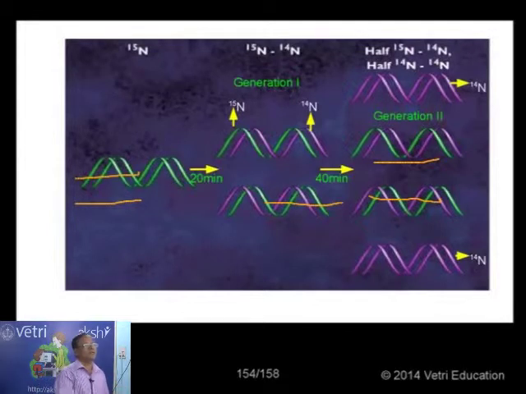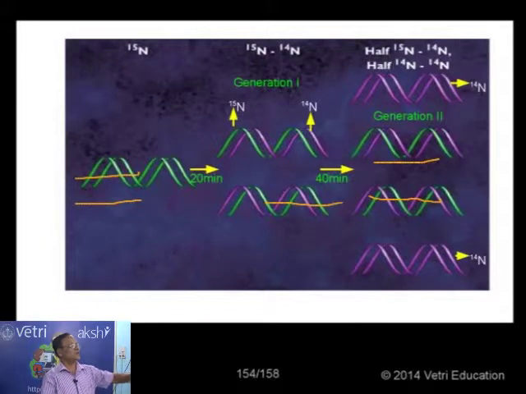Now this is an illustration. We start with N15 and culture the cells in N15. Then we transfer them into what is called N14. At 20 minutes, we have received all the DNA molecules as hybrid. See, one strand green, that is the density of N15, and another one rose or pink, N14.